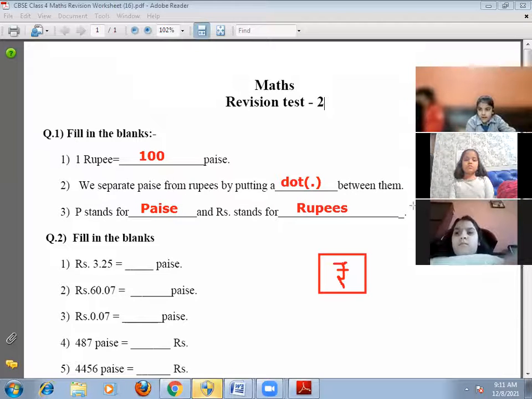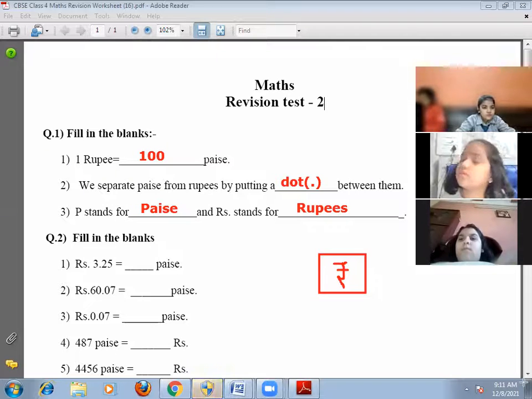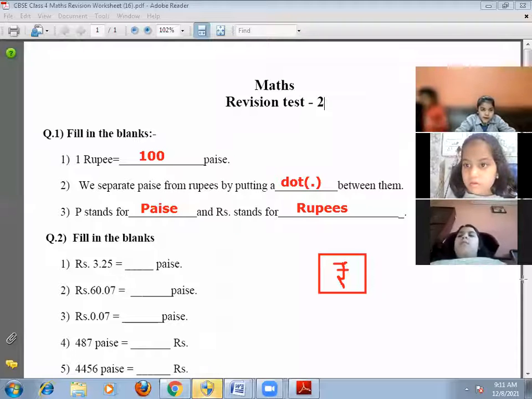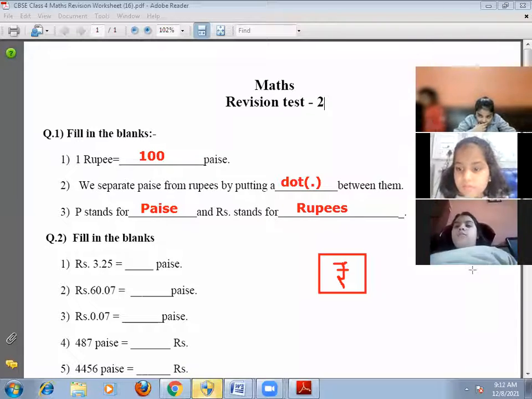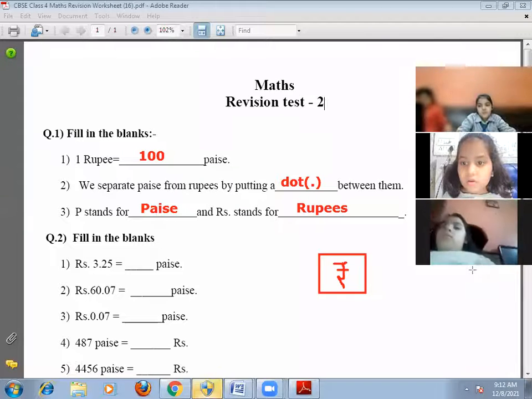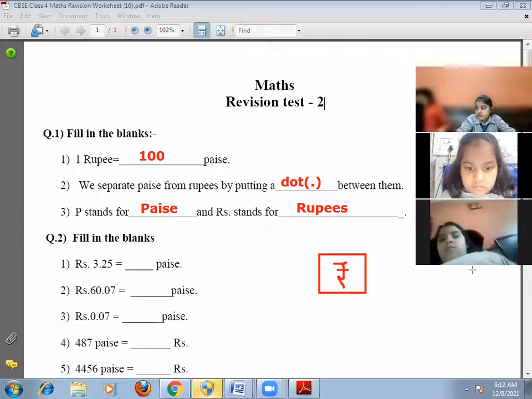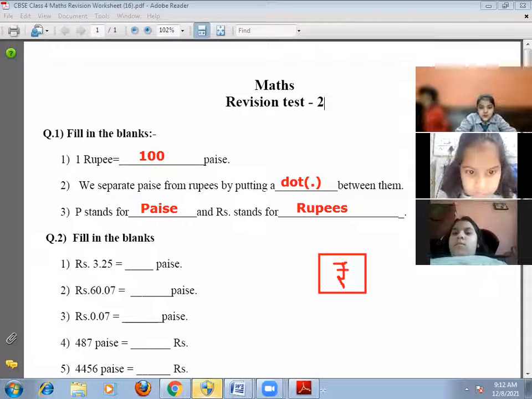Okay, beta. So now you can mute. Aradhya, unmute yourself. Yes, Aradhya. Click only one time. Okay, you try. By the time, ma'am is going to take Devangi Sharma. Devangi, are you ready? Yes, ma'am.